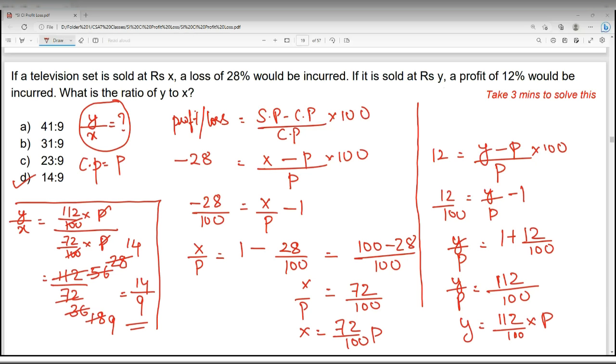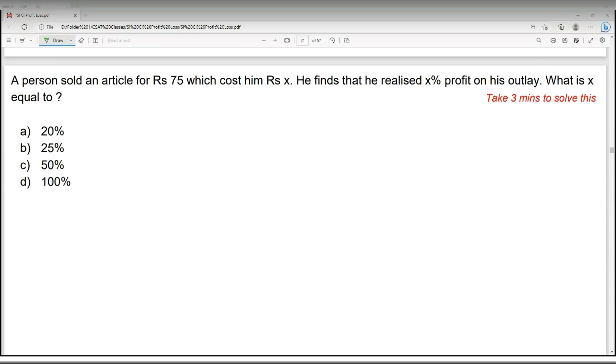So if you have any doubts, please ask. So please take 3 minutes to solve this.